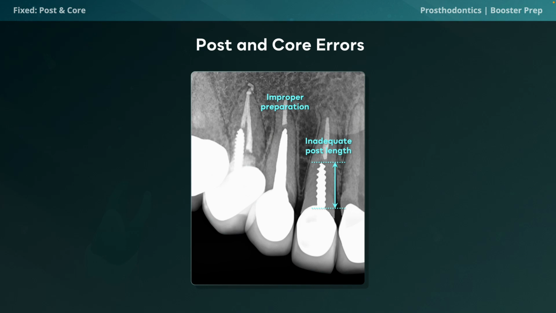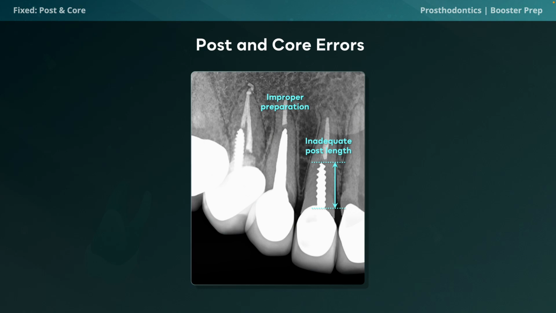And you may be wondering, what do you mean by that impression? We're talking about posts that go deep into the root. This has nothing to do with impressions. But actually, depending on the type of post we use, an impression may be involved. Now, based on the radiograph, I can tell that the middle post is a cast post and core because of the irregular shape, whereas the post on the right is a prefabricated metal post, judging by the visible screw threads.